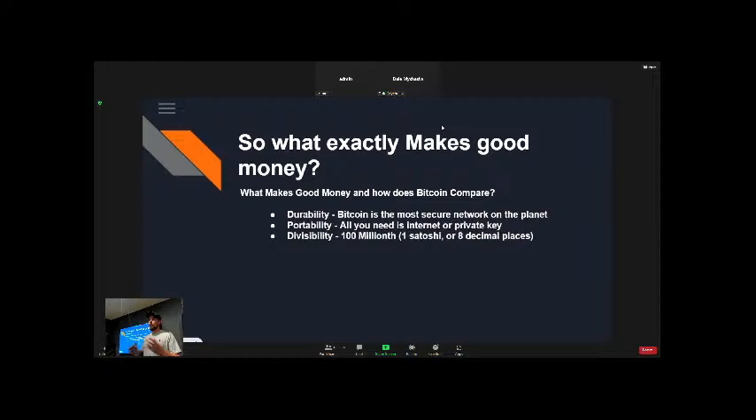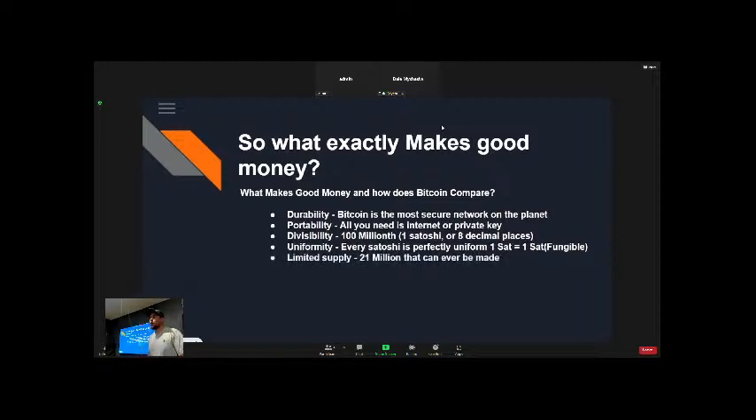Divisibility, so whereas an American dollar or any other dollar can be divided into 1 cent denominations, Bitcoin's divisible to the 100 millionth, which is also called 1 Satoshi, or 8 decimal places. And uniformity, every Satoshi is perfectly uniform. 1 sat equals 1 sat, and that is fungibility. 1 equals 1. $1 can always be traded for $1. It doesn't matter where you are, 1 is 1.